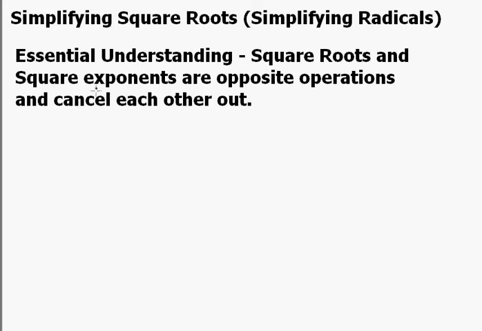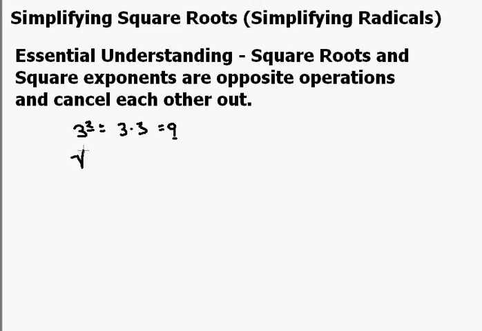Let me explain. If I were to give you 3 squared, we know that this is repeated multiplication, which is 3 times 3, which gives us 9. So we start here with 3, we apply the exponent 2, and we wind up with 9. Now let's go the other direction.